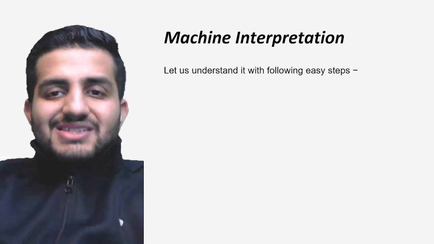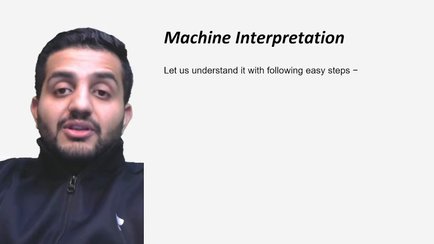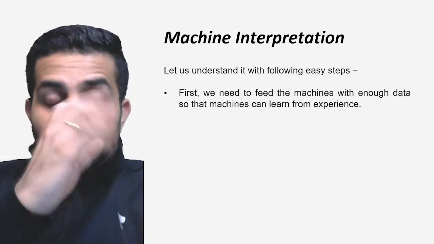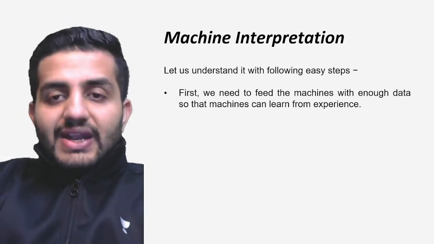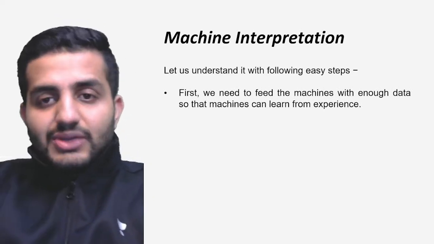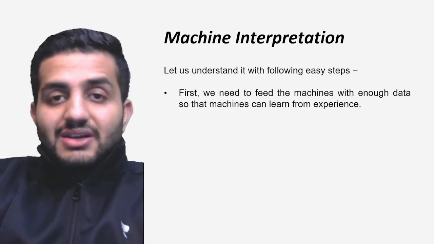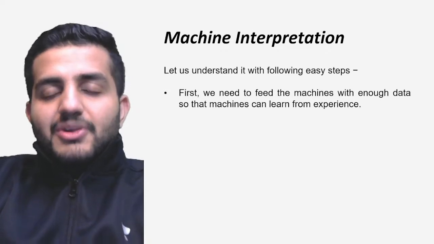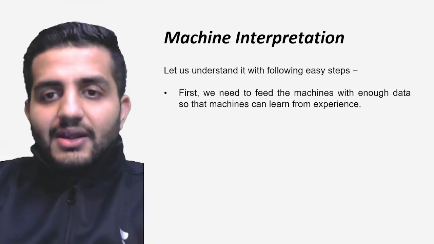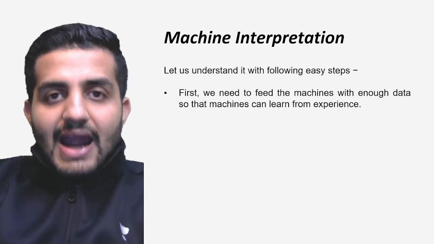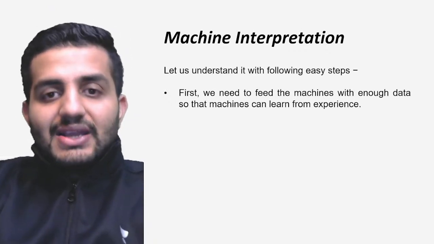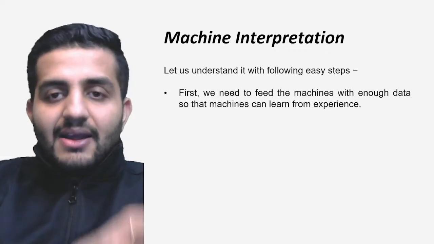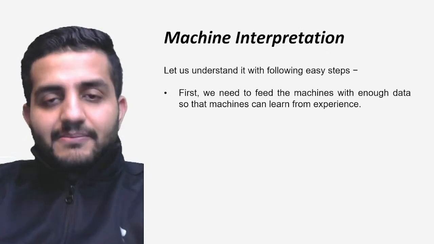So now let's try to understand it with the following easy steps for the machine interpretation. How can a machine learn this, right? The very first thing, we need to feed the machines with enough data so that the machines can learn from experience. The machine does not know what is man, what is king, right? So the machine cannot relate man to king by default. So for that, we have to feed the machines with enough data so that the machine now knows the fact that by default man is related to king.